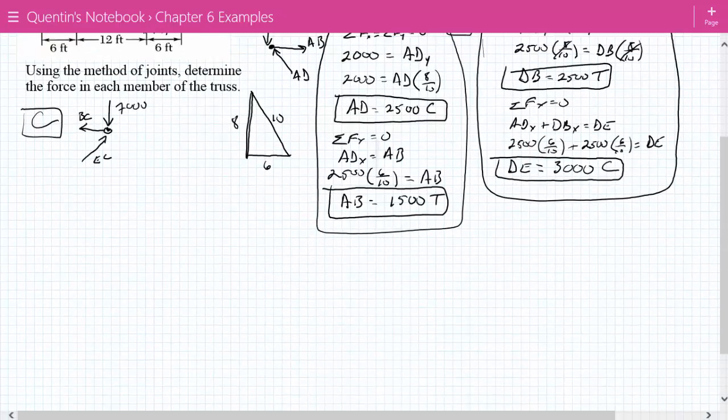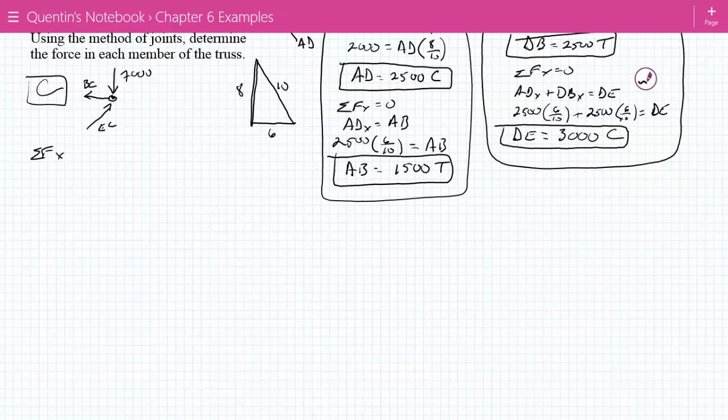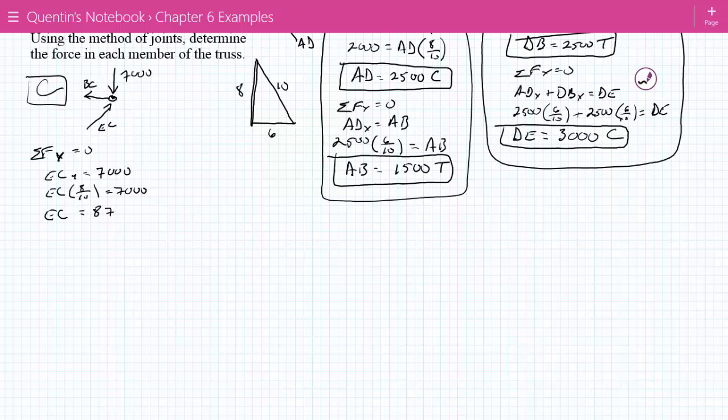Okay, so I'm going to scroll up a little bit and we're going to do sum of the forces in X, or let's start with Y is equal to 0, right? So EC in Y is equal to 7,000. So that is EC times, all these are the same triangle, so times 8/10 is equal to 7,000. So EC is 8750. Again, tension or compression, it's going into the point, so it's going to be in compression.